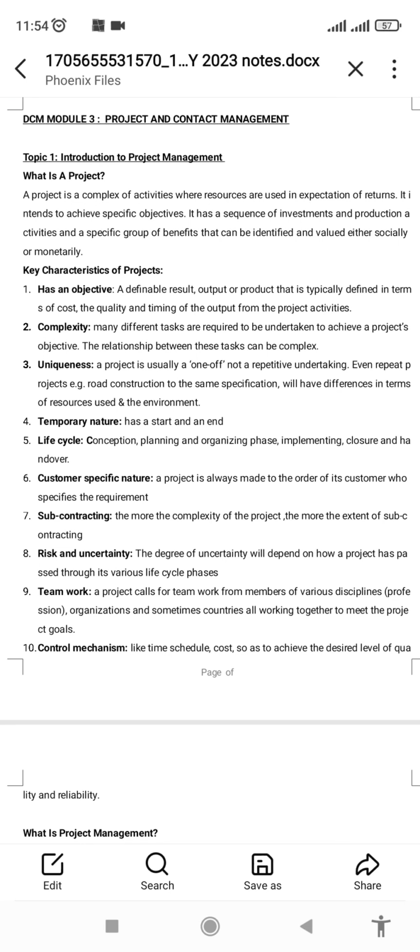My name is Gracious, and so I'll be taking you through project and contract management. For those who are doing supply chain management, business management, sales and marketing, and all business courses, project and contract management module 3. So in project and contract management, we'll first begin with introduction of project management. So at first, what is a project?